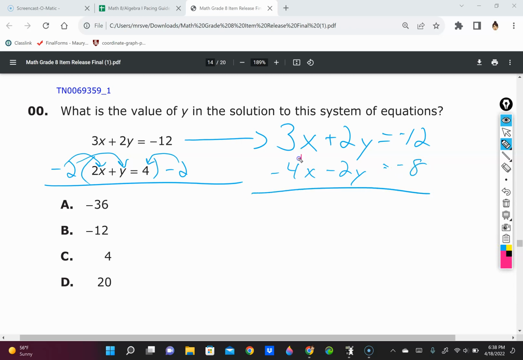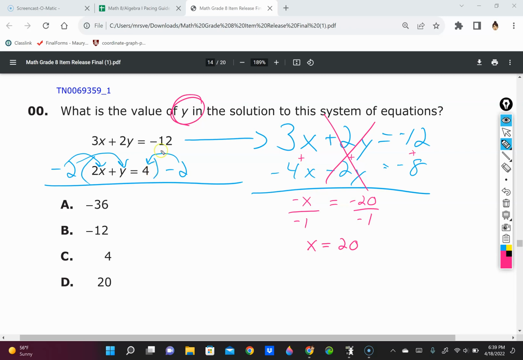Now we're going to add up the x's. That gives you a negative 1x. When we add up the y's, they're opposites and they eliminate. That's the name of the game. When you add up negative 12 and negative 8, that gives you negative 20. Continue to solve this equation by dividing by your coefficient, negative 1, and x gives you positive 20. Now, you see 20 over here, but don't circle it. Go back and read the directions. We need the value of y.